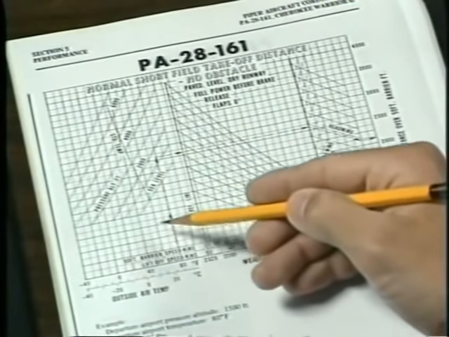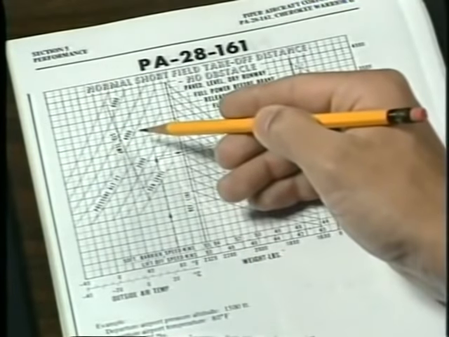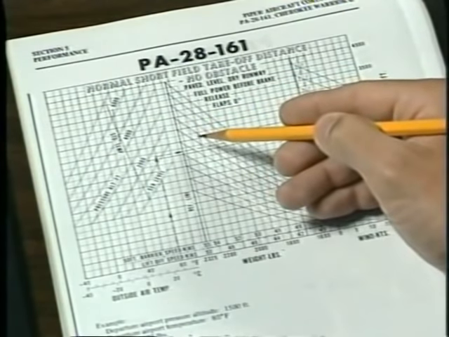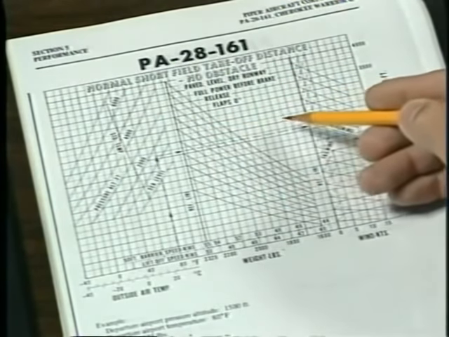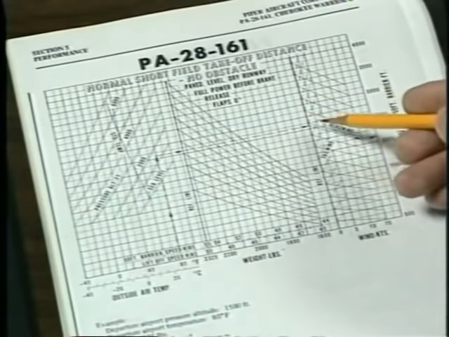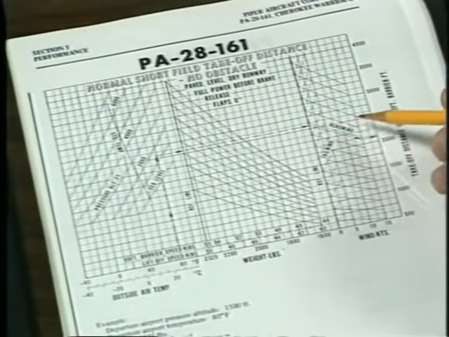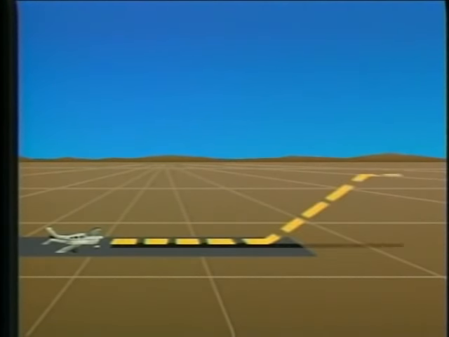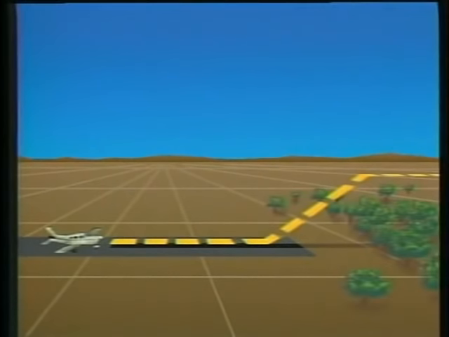Short field takeoffs begin with a check of the performance charts to see if your airplane is capable of a safe takeoff under existing conditions. This is extremely important as density altitude increases. Besides considering the runway length and takeoff roll, during training you normally assume that there is a 50-foot obstacle to be cleared after takeoff. This requires additional performance calculations to ensure clearance.